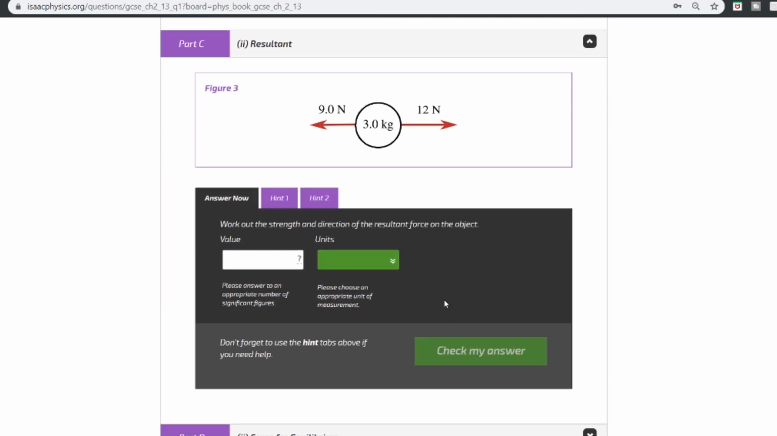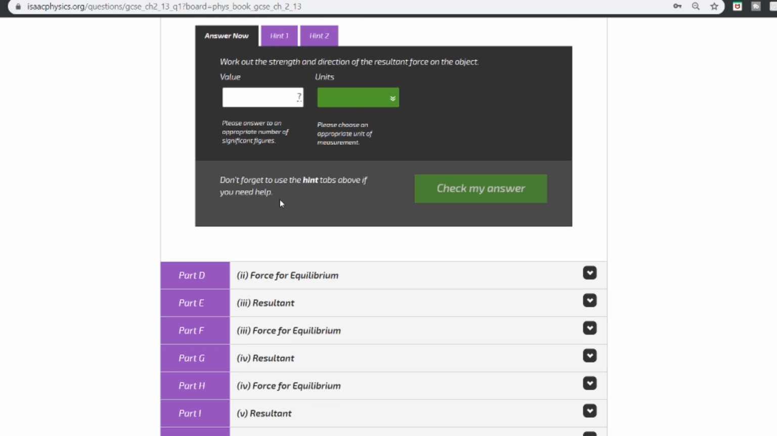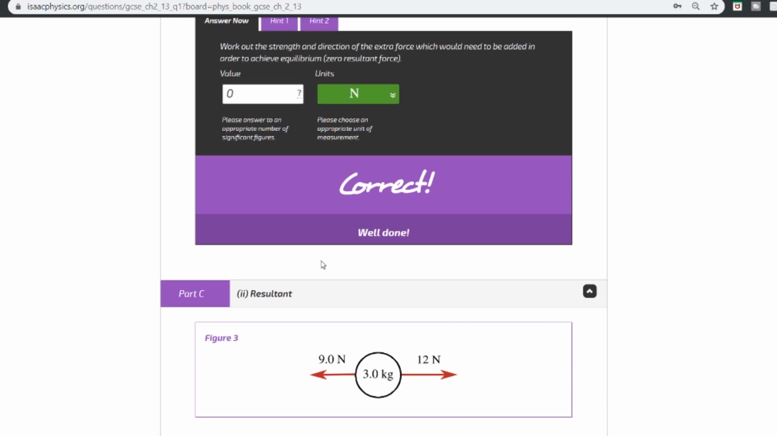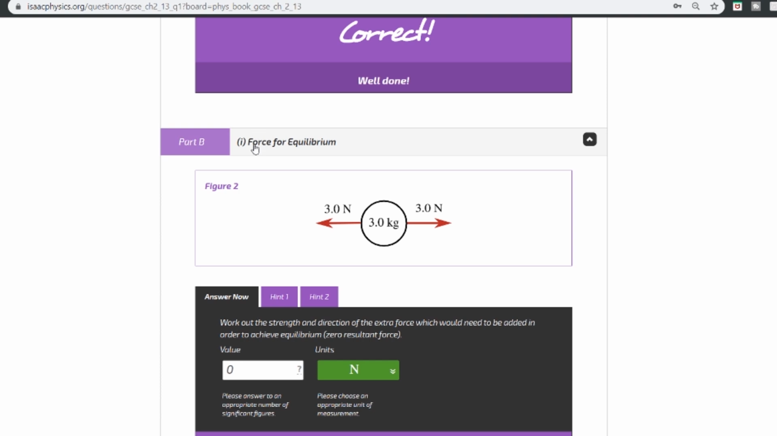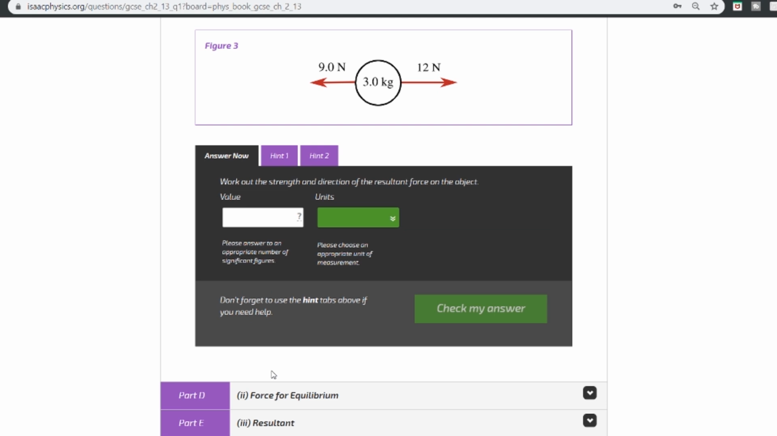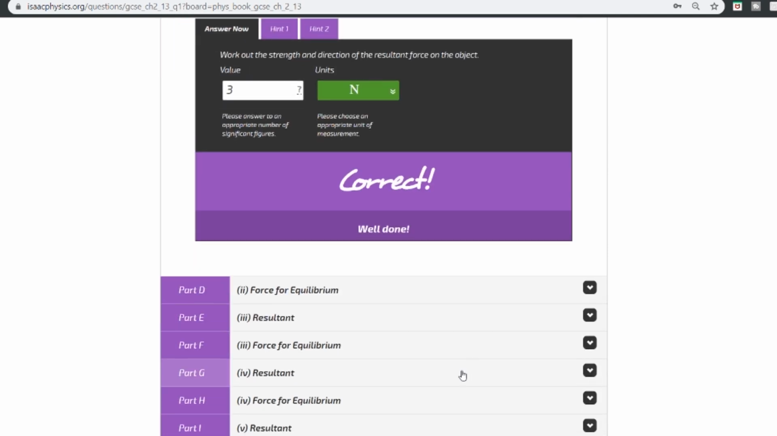And for part C, so part C here is now for question 2. I see. So basically, I think what I need to do is I didn't read the question properly. So part A is for question 1, part B is for question 1, part C is for question 2, part D is for question 2, and so on. So what's the resultant force in this example here? This is going to be equal to 3 newtons. And if I check my answer, that's correct.